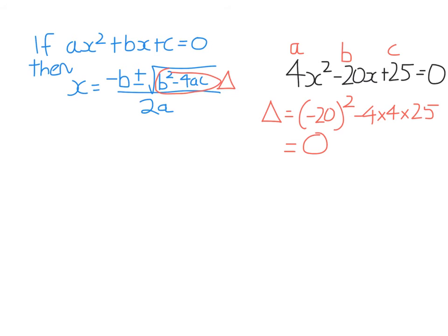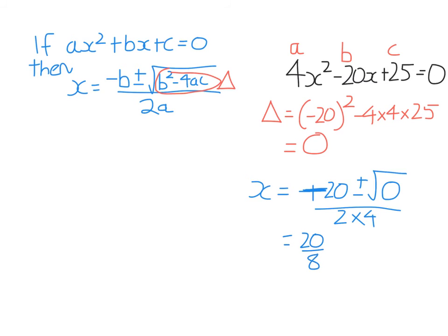So now, because we know it does have a solution, let's use the quadratic formula. So we have x equals minus b, so minus minus 20, so plus 20, plus or minus the square root of the discriminant, which we calculated was 0, over 2 times a. So the solutions here are 20 plus 0 over 8, which is 20 over 8, or 20 minus 0 over 8. But 20 minus 0 over 8 is the same thing, 20 over 8. And you can also write that as 5 over 2. There is only one solution here. x is 2.5.